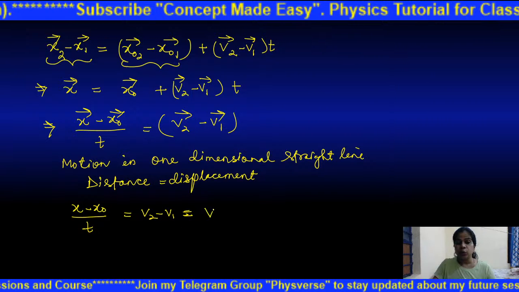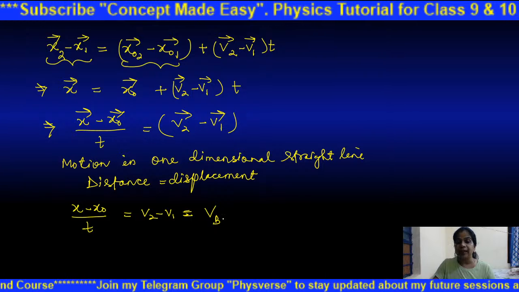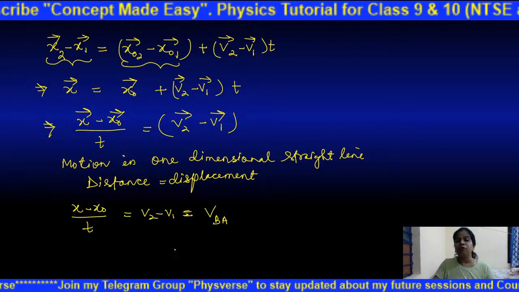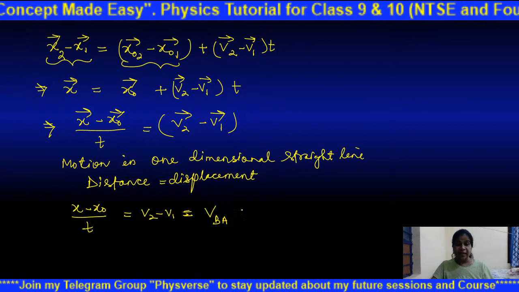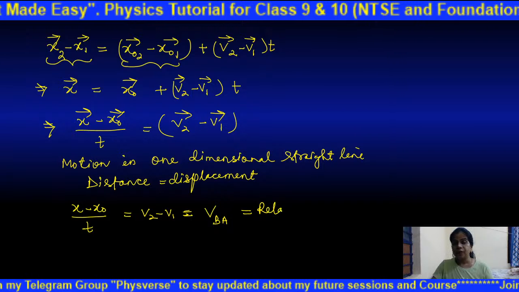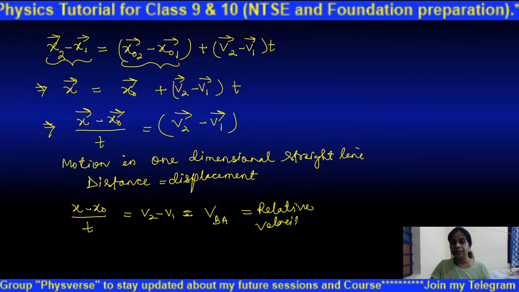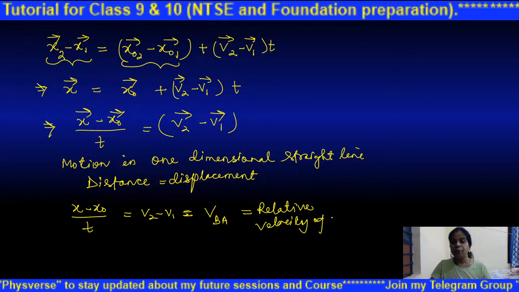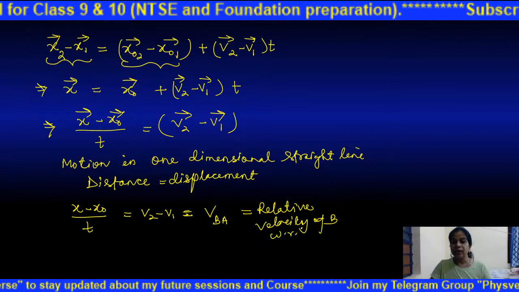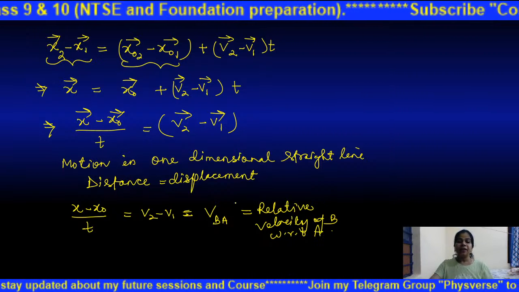That is nothing but v2 is the velocity of vehicle B and this is the velocity of vehicle A. So I can write velocity of vehicle B minus velocity of vehicle A. So this is the relative velocity. This is the expression for relative velocity of B with respect to A. I think this is clear.